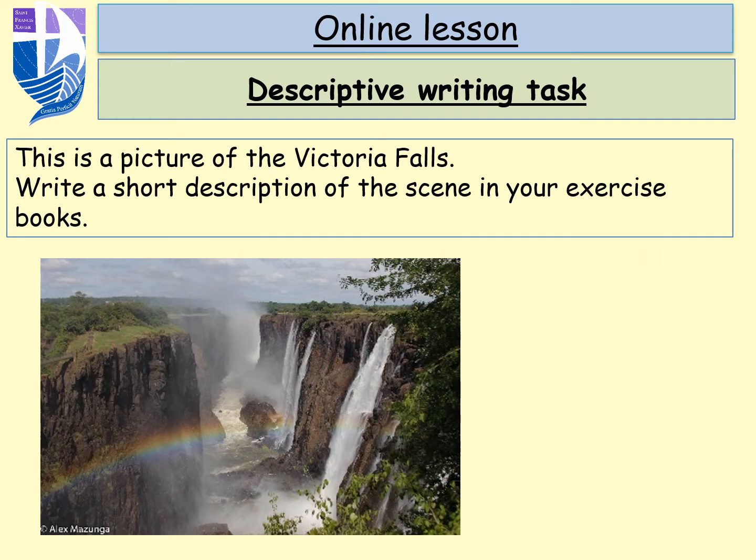So the first little task I want you to do is just have a look at this little picture. This is of the Victoria Falls in Zimbabwe. And I'd just like you to write a short description on a piece of paper or on your computer or in your exercise books, just to think about how you would describe this scene. And if you want to have a look at any other pictures, then you can just use Google to Google pictures of the Victoria Falls, which is in Zimbabwe, which is a very beautiful place. So if you just pause the video now and complete that task.